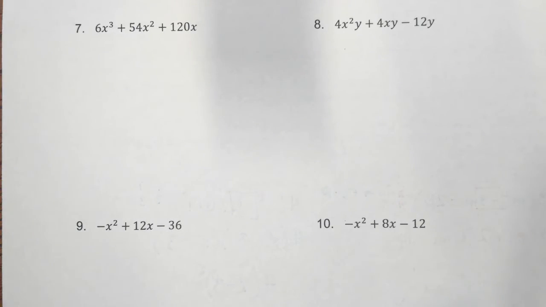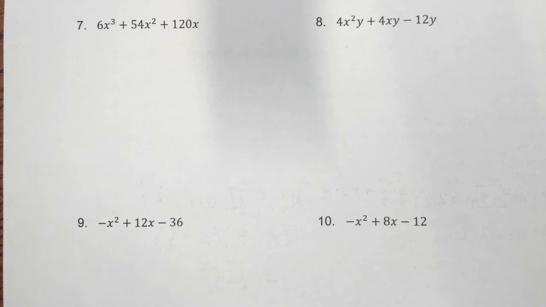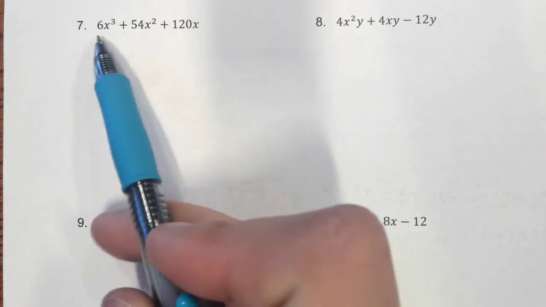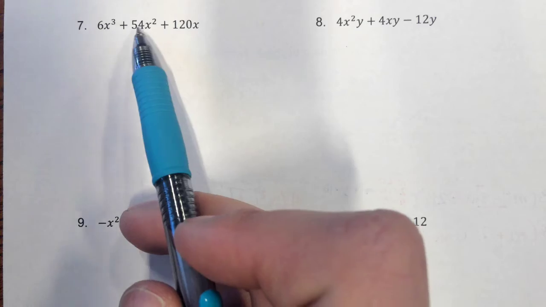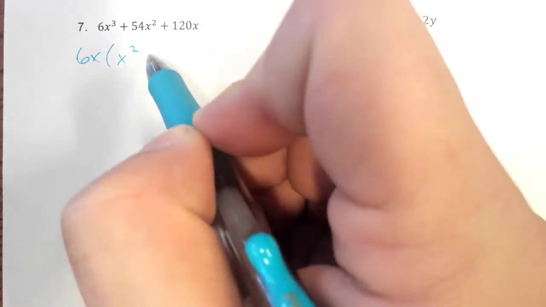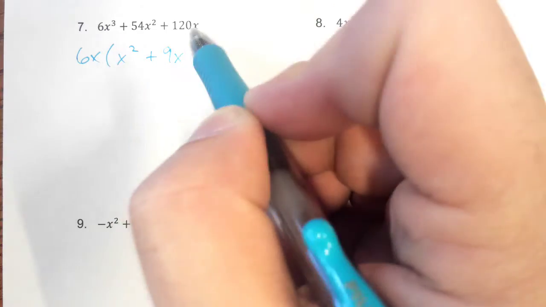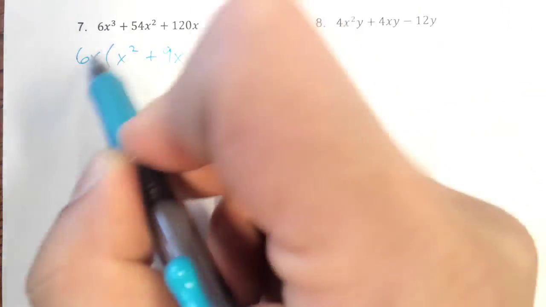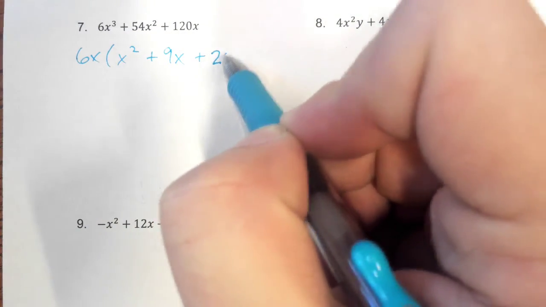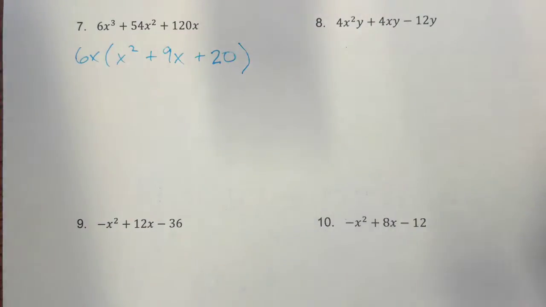A few more problems on the back. Looks like on 7, we've got an x in common, and they're all divisible by 6. So 6x is our GCF. If we were to divide by 6x, that would be x squared plus 54 divided by 6 is 9. X squared taken x away is x. And 120 divided by 6 is 20. And x taken x away, no x is left.